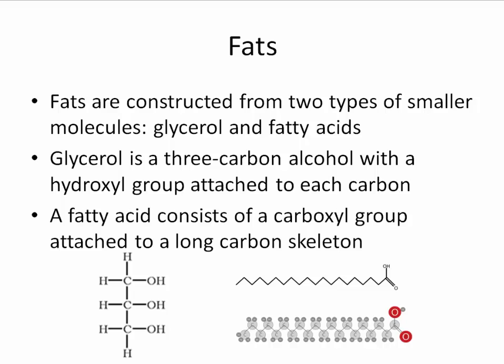A glycerol is a three-carbon alcohol. As you can see on the left-hand bottom side of the screen, there are three carbons, and it's an alcohol. It has a hydroxyl group attached to each carbon. A fatty acid, which is depicted on the bottom lower right as a zigzag, has a carboxyl group attached to a long carbon skeleton. The zigzag actually just represents carbon, carbon, carbon, carbon bonding. And then that one double bonded oxygen that you see is on one side of it along with an OH group. So that becomes a carboxyl group. And as you can see at the bottom, there's the same depiction, but slightly more detail.